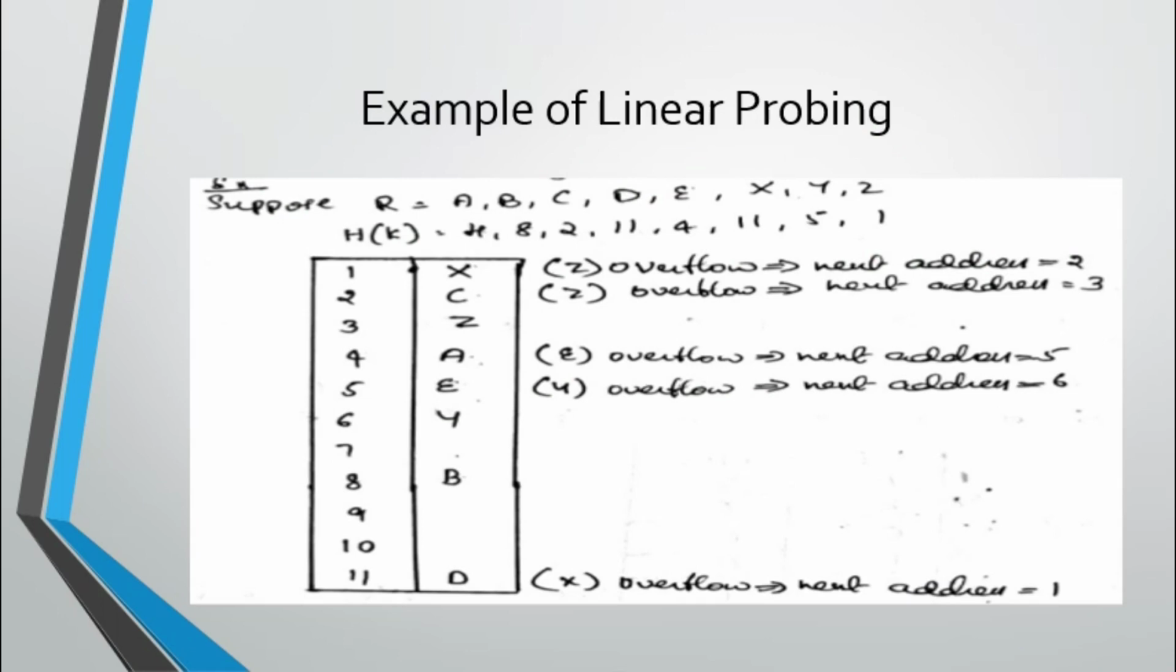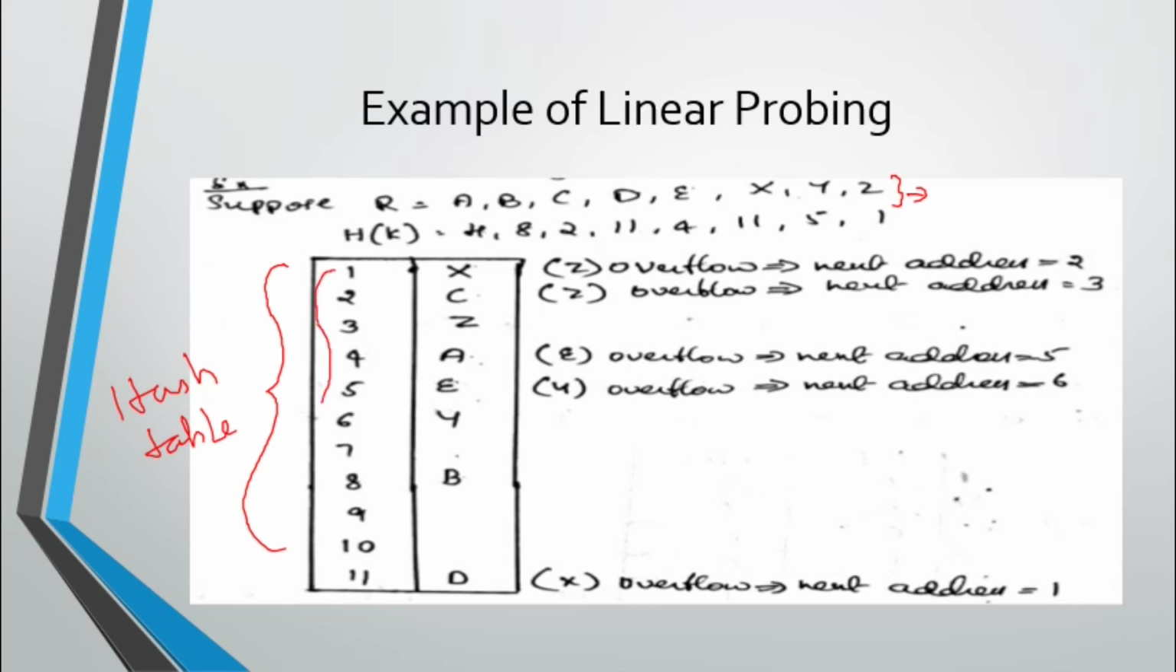We have a record here, a big record. These are nothing but the continuous characters: Record A, B, C, D, E, X, Y, Z. We need to store it in a hash table. So this is a hash table.